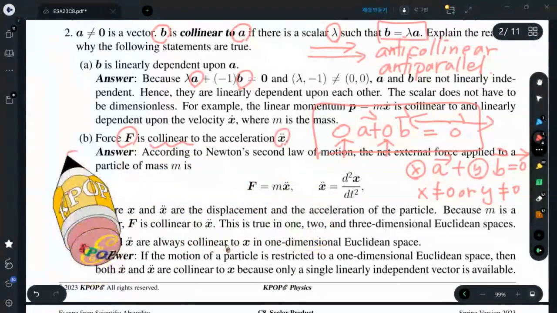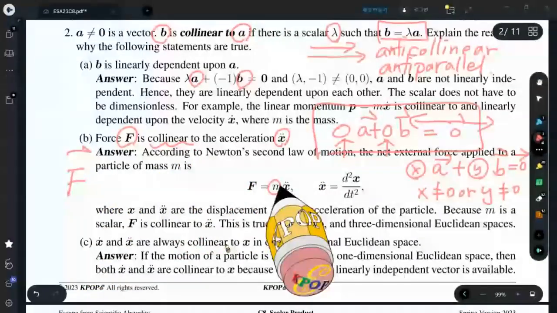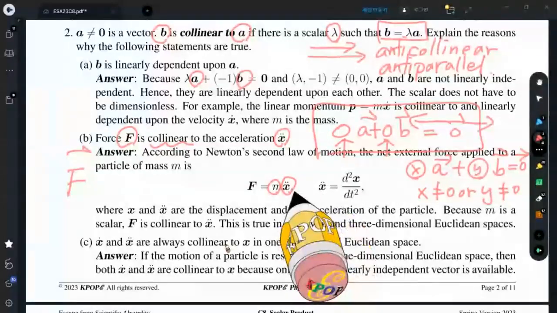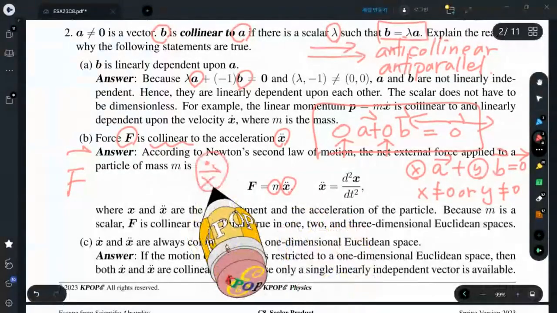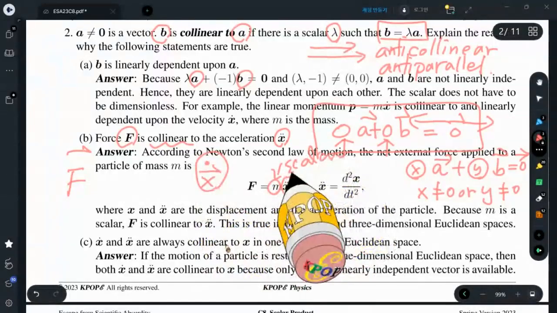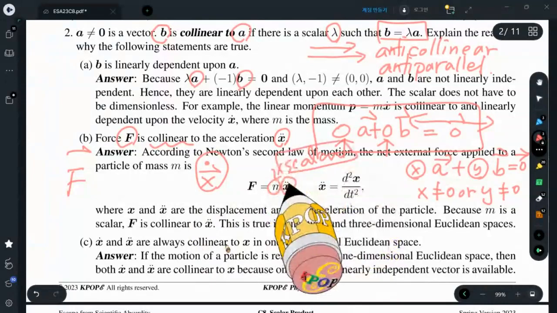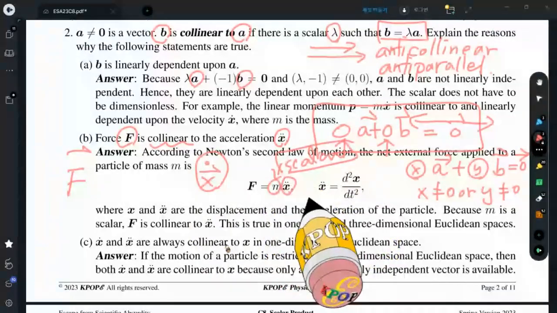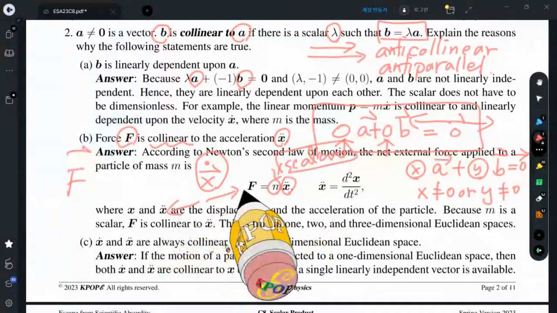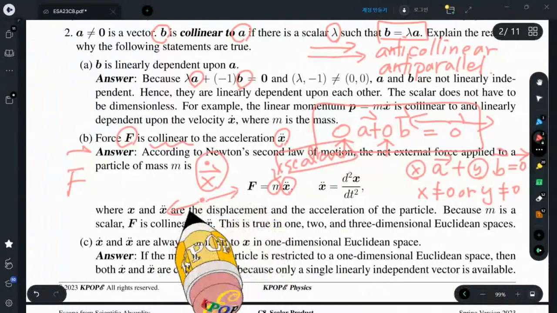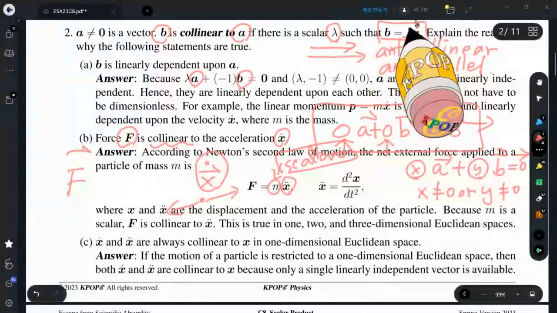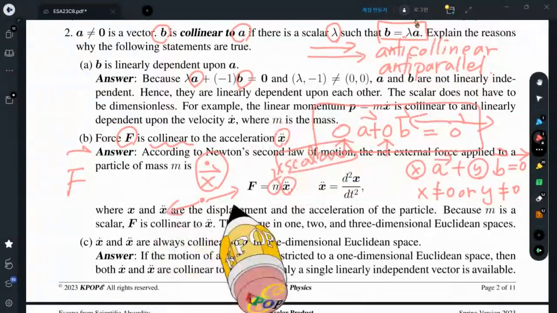Why? Force is defined by mass times the double derivative of the position vector, that is called acceleration. Single derivative is velocity. This is a scalar. A scalar doesn't change the direction. Sure, if this scalar is negative, then it can change the direction in the opposite sense, but changing the direction in the opposite sense does not mean they are linearly independent. Just like that, opposite direction is just a linearly dependent one.